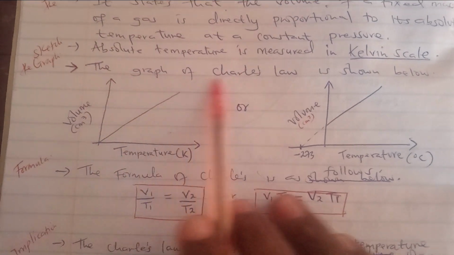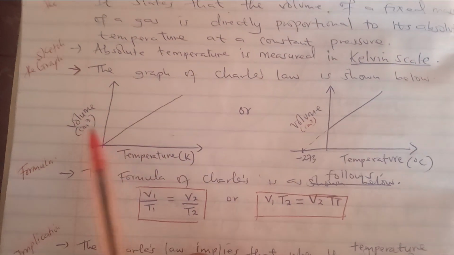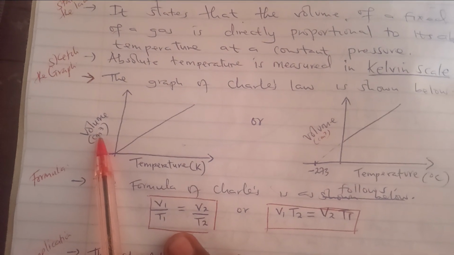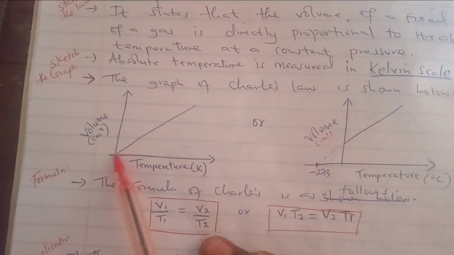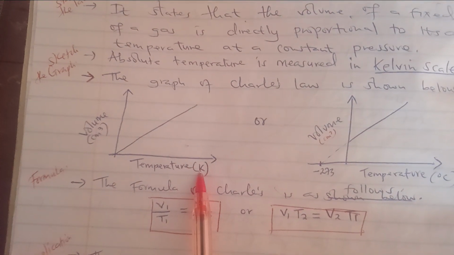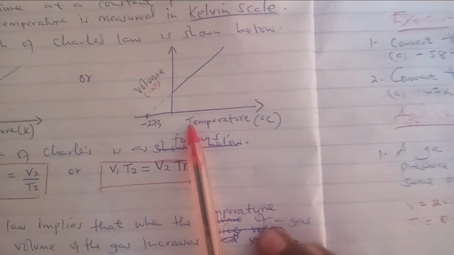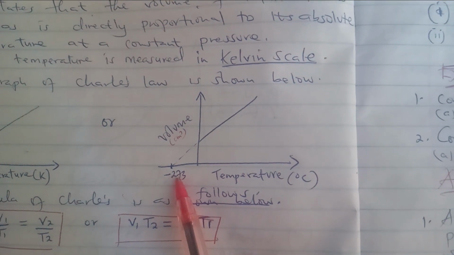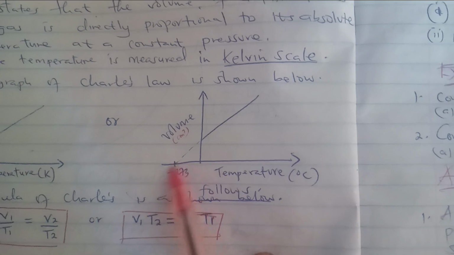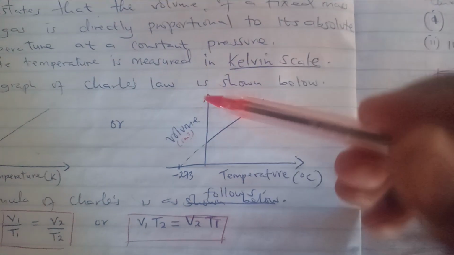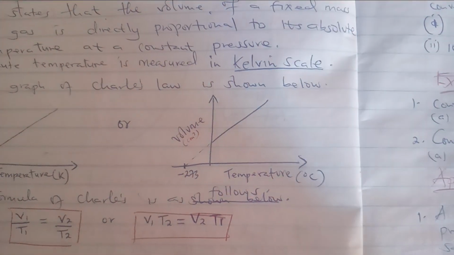Sketch the graph. The graph of Charles' law is as shown below. We have temperature in Kelvin against volume in cubic centimeters. So this is how the graph looks like. It originates from the origin here, and it looks like that when you are using temperature in Kelvin. Or when you are using temperature in degrees Celsius, this is how the graph looks like. It starts from negative 273 degrees Celsius. It starts from negative here. When you are using temperature in degrees Celsius, and this is the volume, this is how the graph looks like.